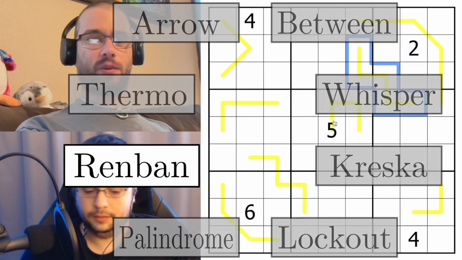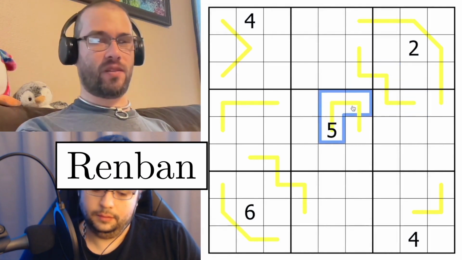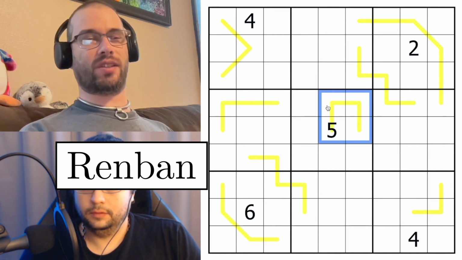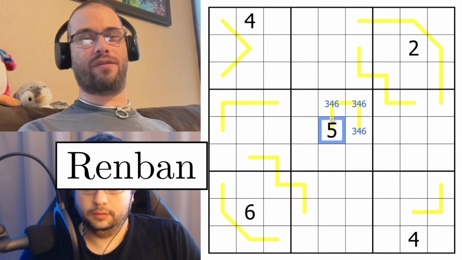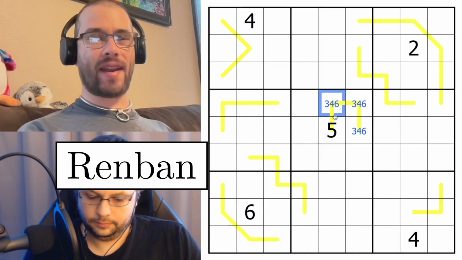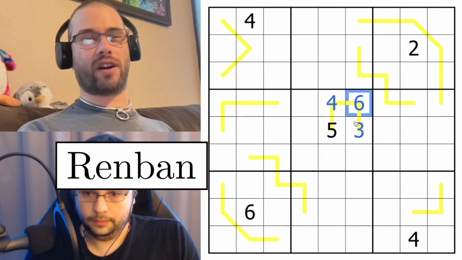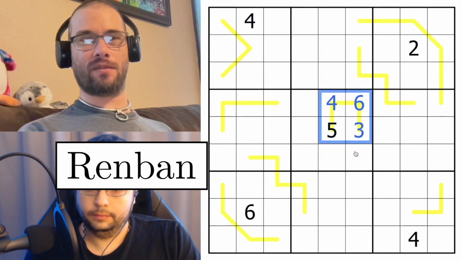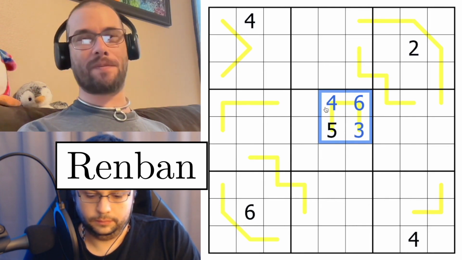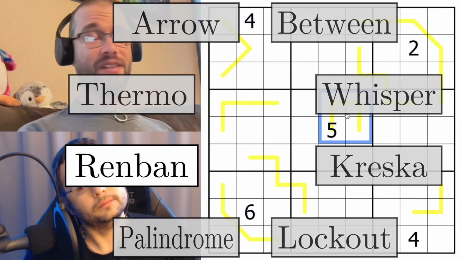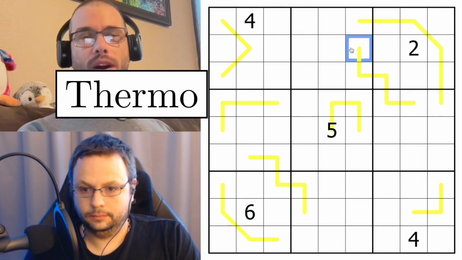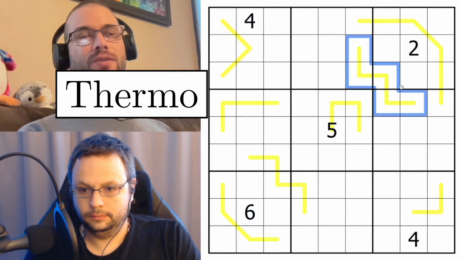The next constraint is Renban. And along a Renban line, the digits must form some consecutive cluster of digits. So if these were 3, 4, 5, and 6, it would be a valid Renban line, but they could go in any order. That's fine. Just all the digits along a Renban have to be consecutive and they can't repeat. And the final constraint is a thermometer, which just means that from one end of the line to the other, the digits have to strictly increase.